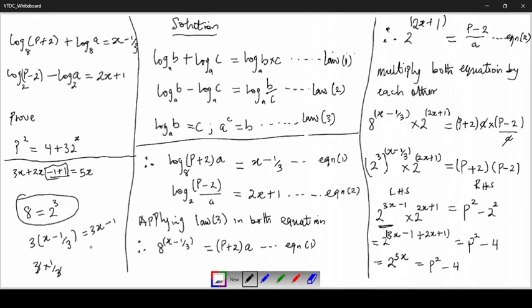So 2 to the power of 5 is the same thing as 32. So we're going to have 32 to the power of x is equal to p squared minus 4. Alright, as the case may be, this is already looking like what we are asked to solve.